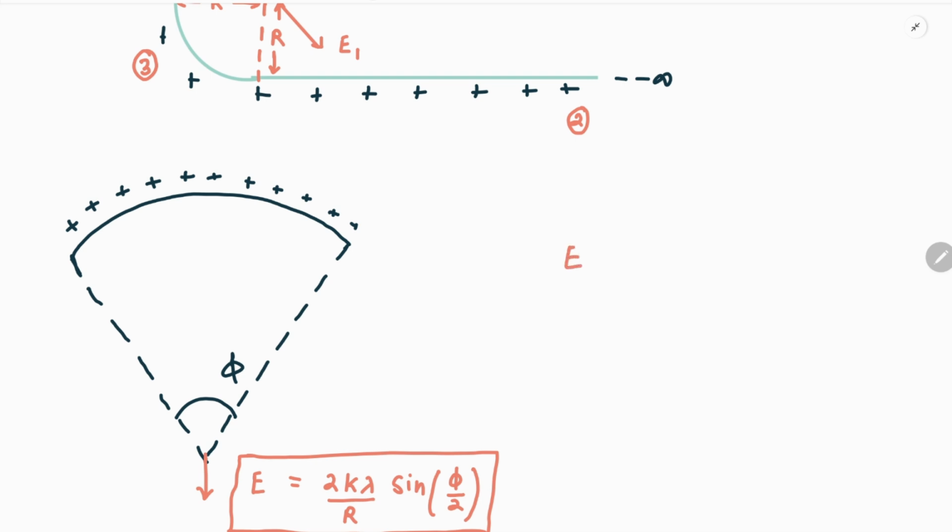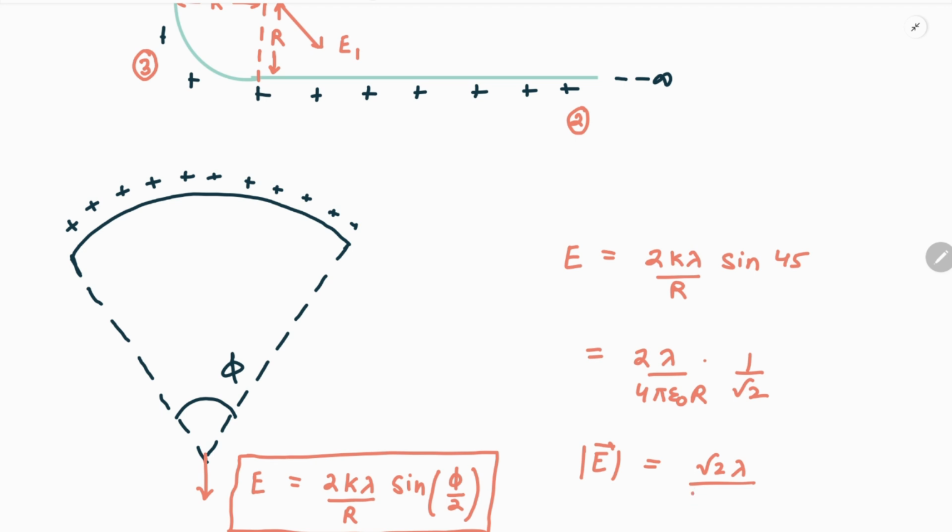So if we use this result, for this part we have phi angle is equal to 90 degree. So 2k lambda by r sin 90 by 2, that is sin 45 degree, and the value can be written as lambda upon 4 pi epsilon naught r times 1 by root 2, and therefore the net value of field which will be contributed due to the third configuration of charge is equal to root 2 lambda upon 4 pi epsilon naught r. So this is the net magnitude of electric field due to the first charge configuration which we have discussed.